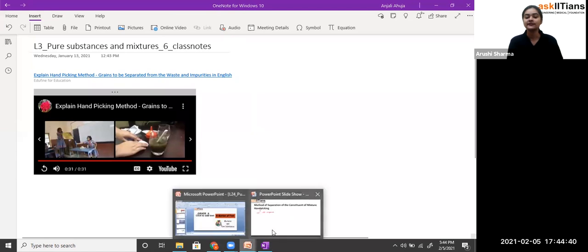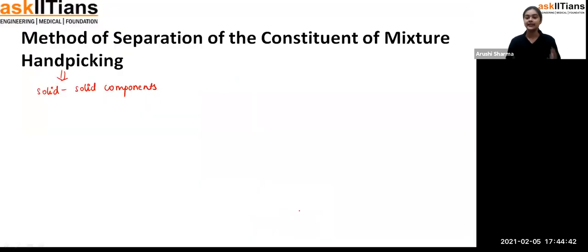So students, have you seen what they are doing? They are using their hands to pick out the large-sized impurities. So that method is called the hand picking method. And this hand picking method is generally used in our houses as well.